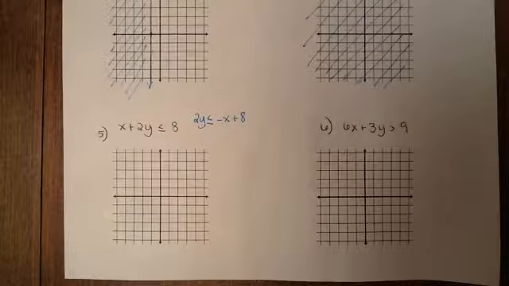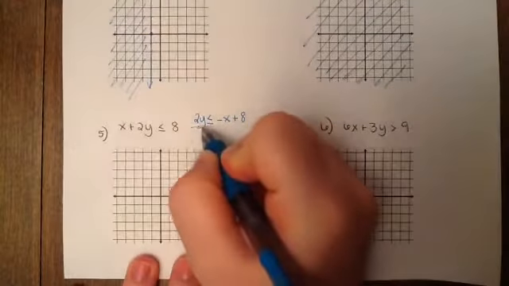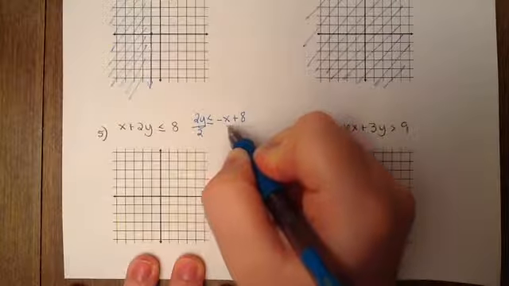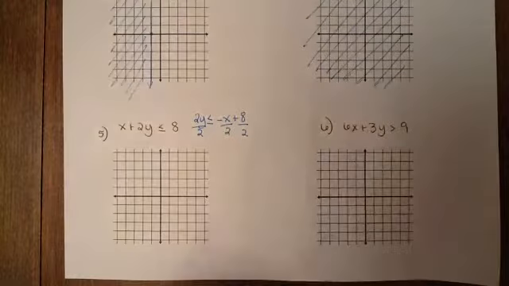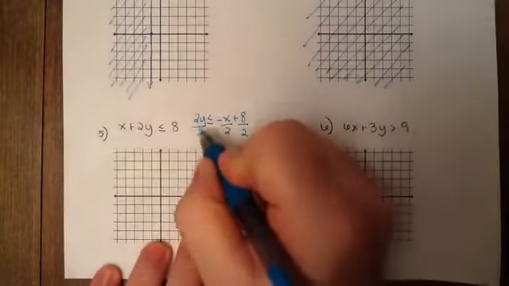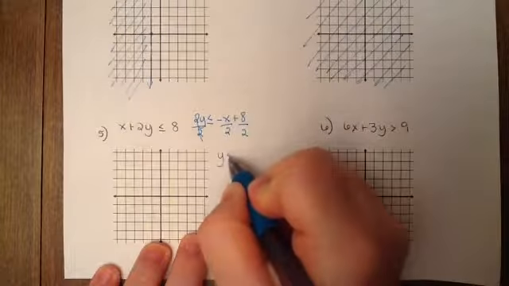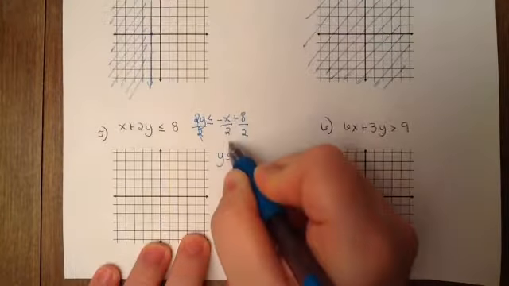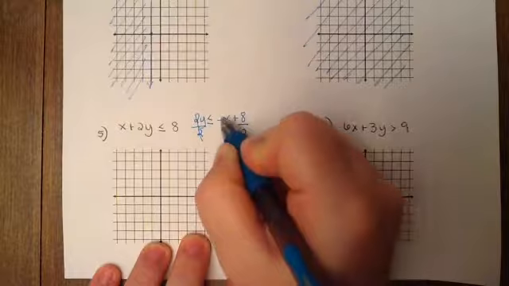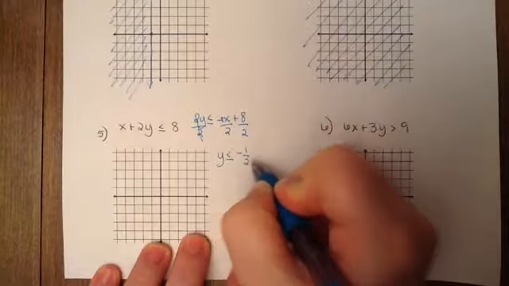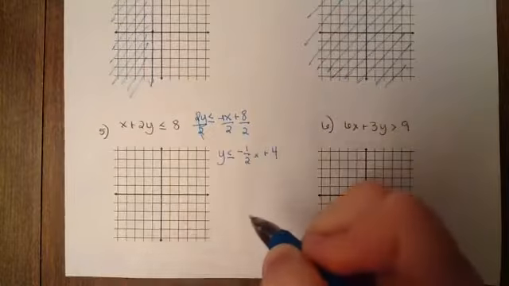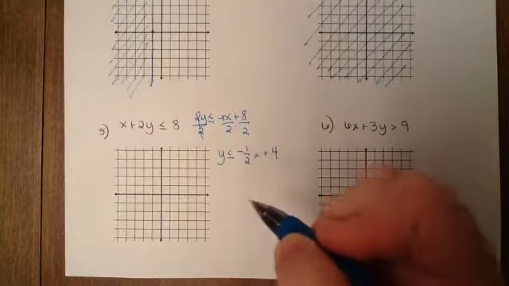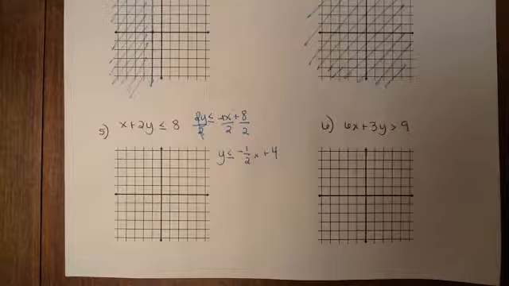And your next step to get y by itself, divide by 2. Now on the right, when I divide by 2, we must divide everything by 2. Y is less than or equal to, what's our value here? Negative 1/2 x plus 4. Alright, so you need to get it in slope-intercept form, so you can find your y-intercept and your slope.